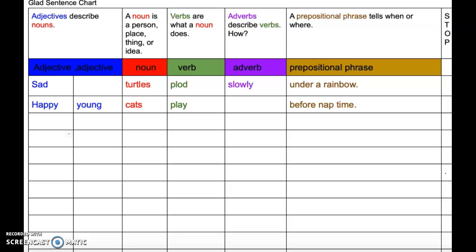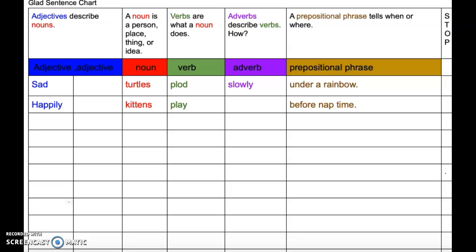How could I change it around a little bit? Well, I know that the adjective young, I could change my noun. Instead of saying cats, I could say kittens, if I could spell it right. So now I don't have to say they're young cats, they're kittens, right? So let's see, how could I change happy into an adverb? Yes, I could turn happy into an adverb by changing the Y to I and adding ly. Okay? Happily kittens play before nap time.